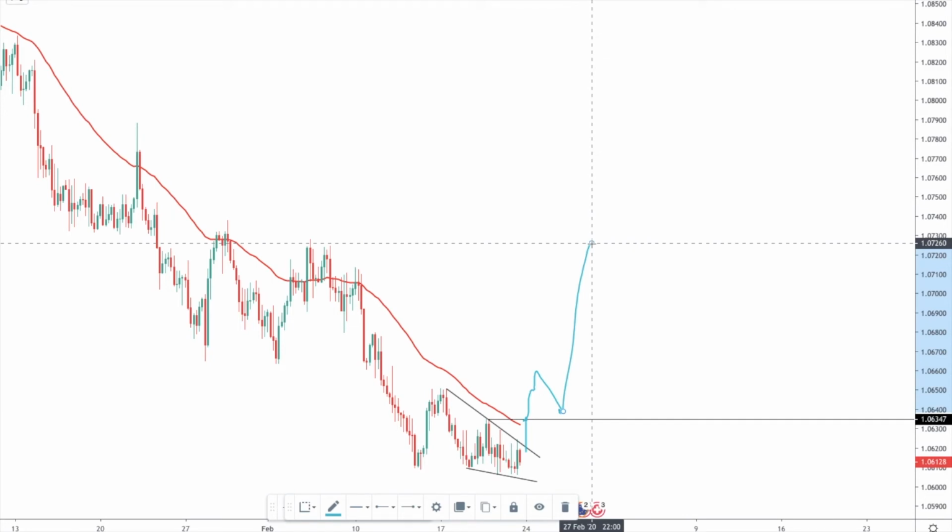This could be one that is a very clean trade for the week, especially if we do see Euro US dollar develop the way that I mentioned previously.